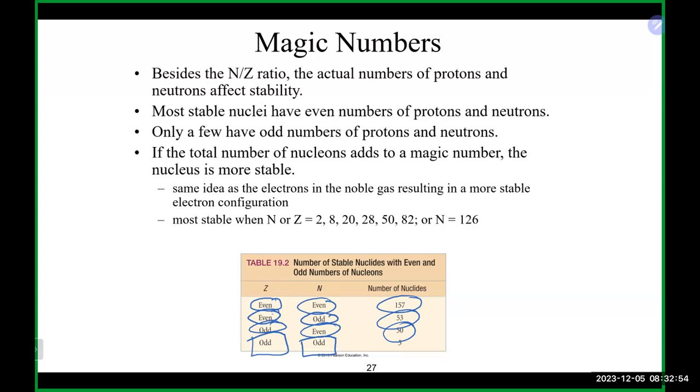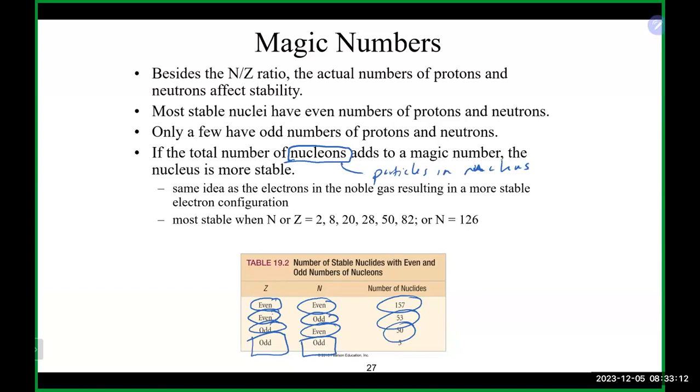In addition, there's the total number of nucleons. By the way, nucleons is a word that's used a lot in nuclear chemistry. It means the particles in the nucleus, so that's your protons and neutrons. It's basically a nucleon, and it's kind of your mass number.